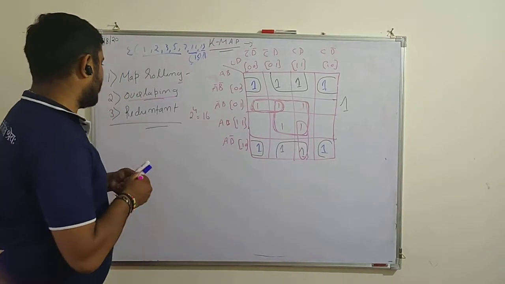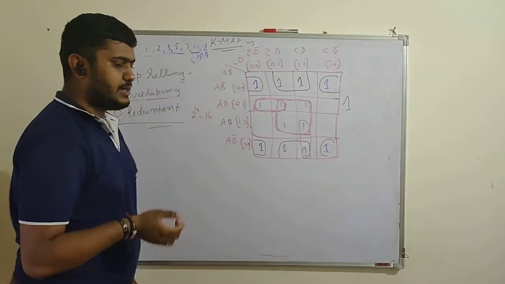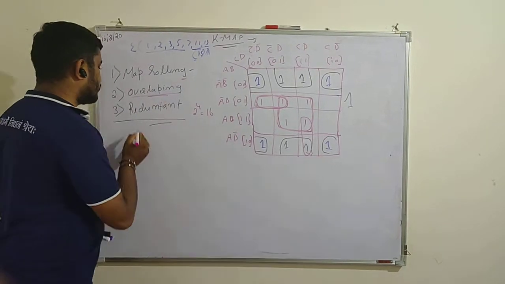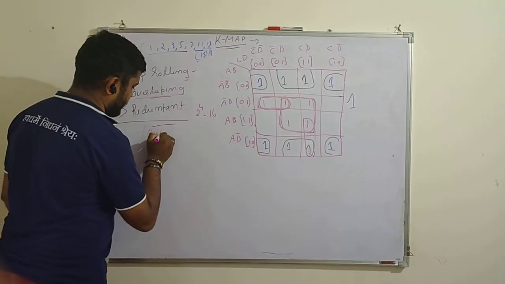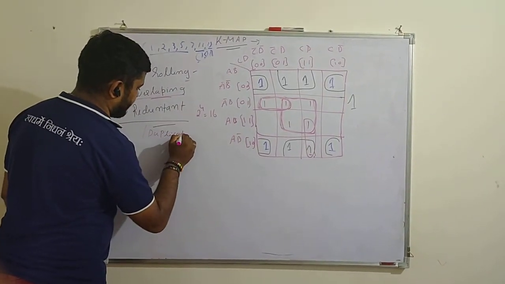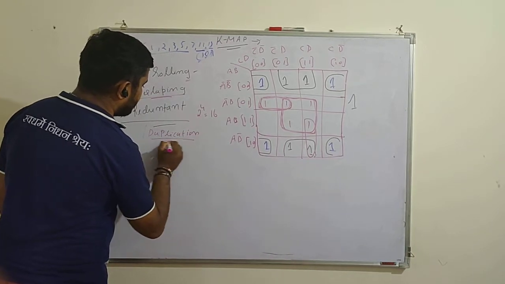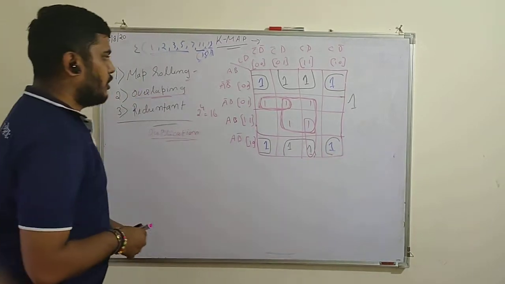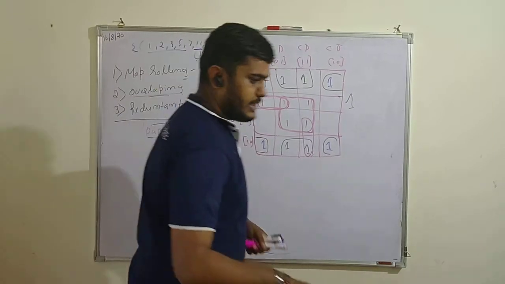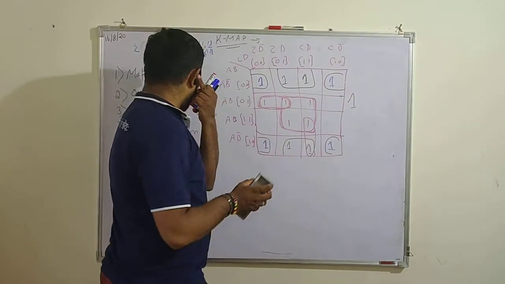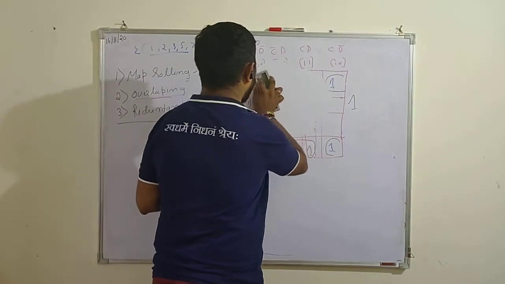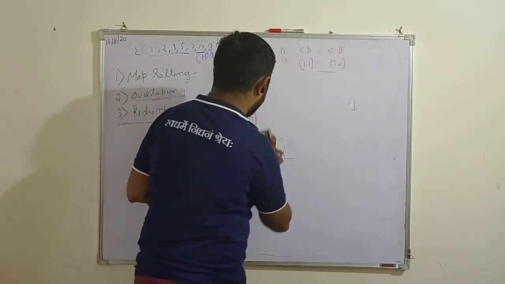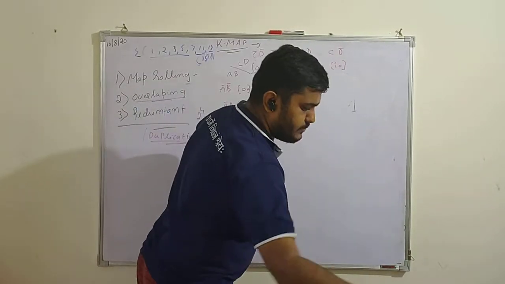So the last concept here is redundant. What is this redundant? A redundant is also known as duplication. So redundant means we also call it a duplication. What does the duplication say? Say for example, I may change them, drop that and redraw them again.